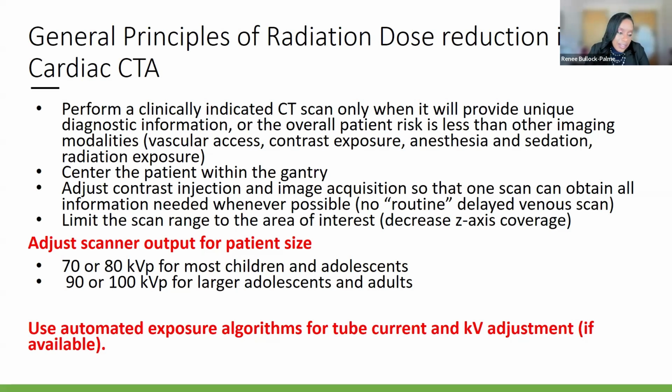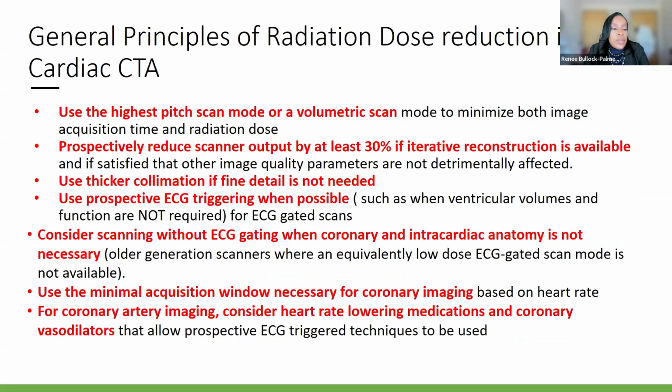Also, dependent on the system that you have, there are some dose algorithms that can actually decrease the tube current and adjust the kVp based on the patient's size and weight. That's the preferred way to go about this. If you're looking at a larger structure, such as a volumetric scan, you're looking at the ventricles, then you can increase the pitch of the scan to decrease the radiation exposure.